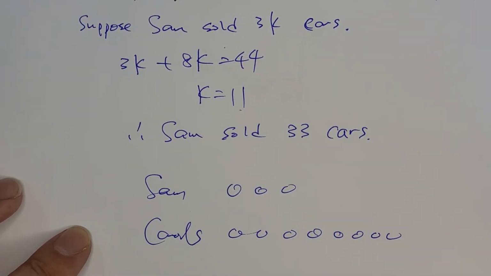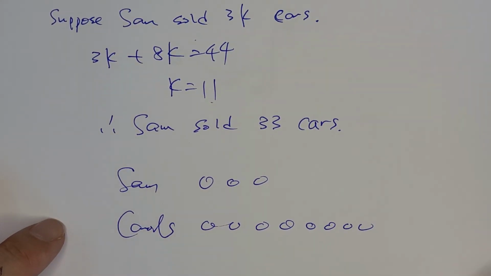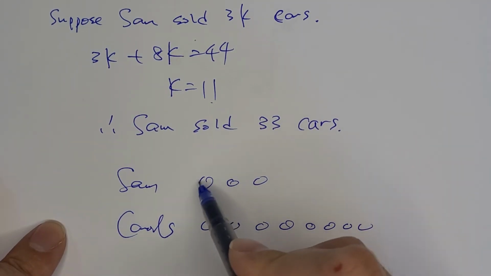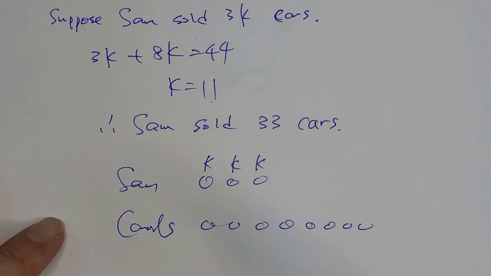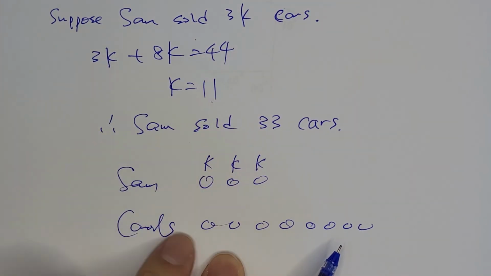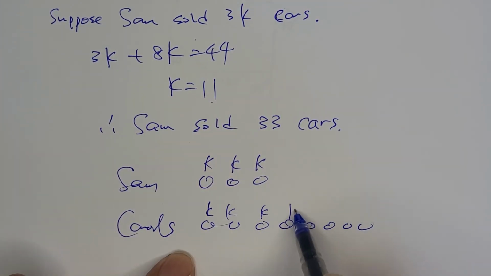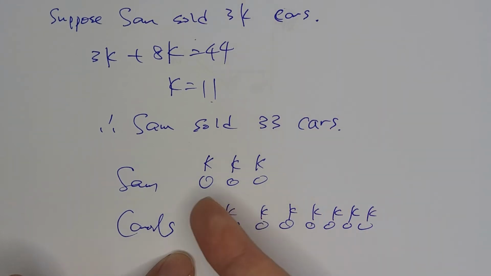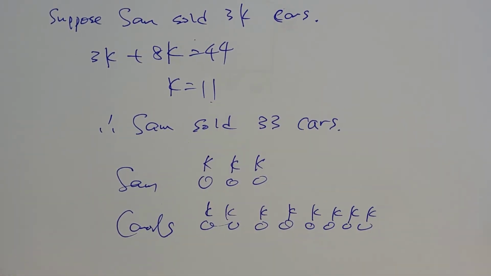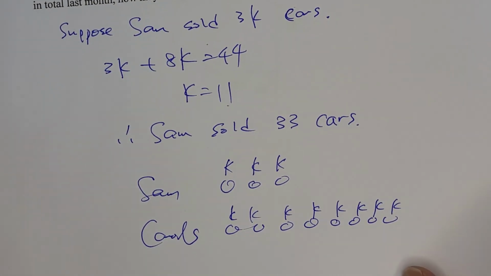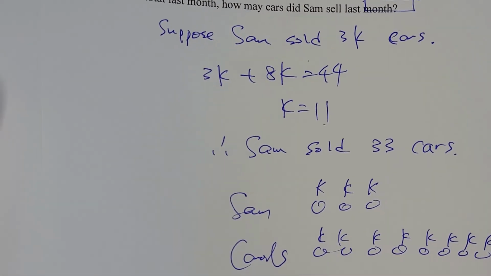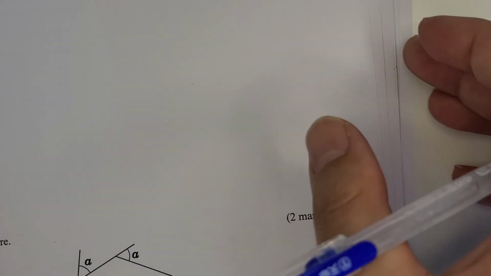Just draw 3 circles and 8 circles, something like this. We suppose one circle represents 1K, then Sam will have sold 3K cars. How about Carol? The corresponding part is 8, right? So 8K. That's where the K method comes from. Of course, you can use x, you can use y, just up to you. But usually we use K only, so that's why we call it the K method. You can use other unknowns if you want. So that's the end of question number 12, and go to question number 13.